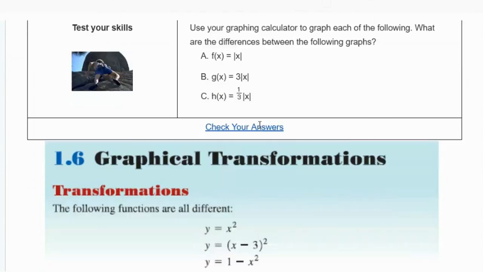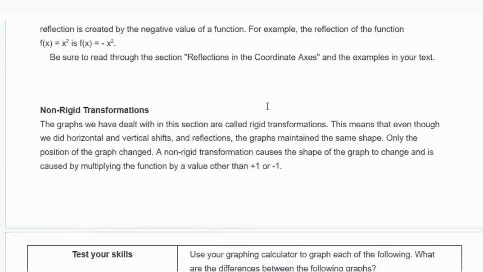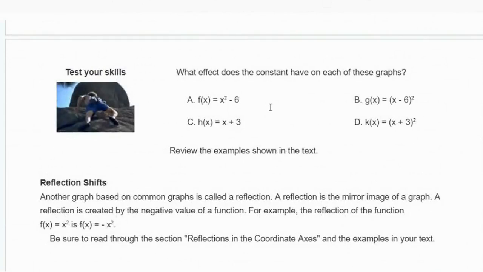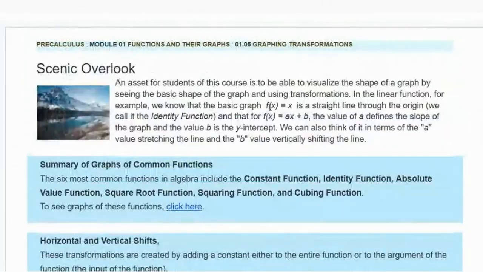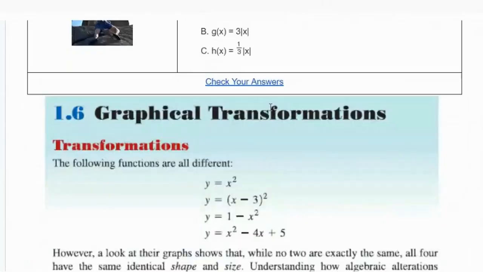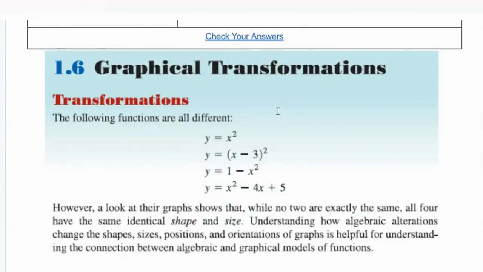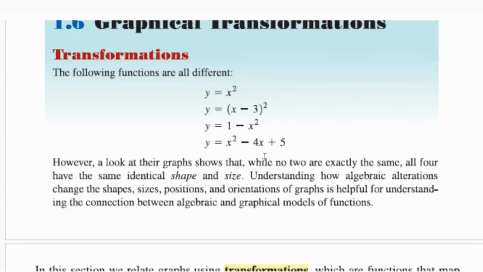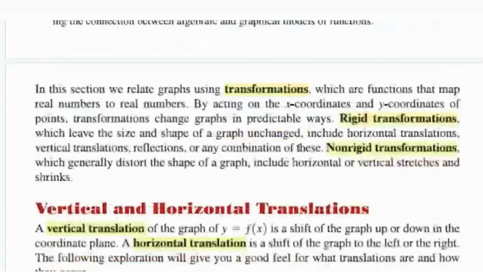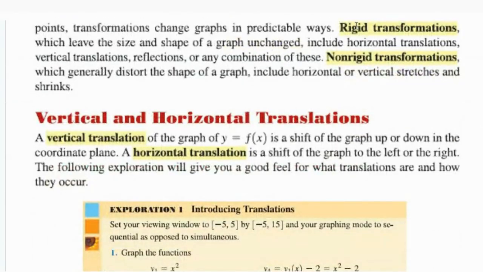All right. So that's the transformations. And that's the whole summary of this lesson, just looking at what these transformations do. So we can look a little bit into their examples down here. It talks about these functions all being different. You look at their graphs, and it talks about rigid transformations, which leave the size and shape unchanged. It just moves it around on the graph. Non-rigid ones distort the shape, change it.